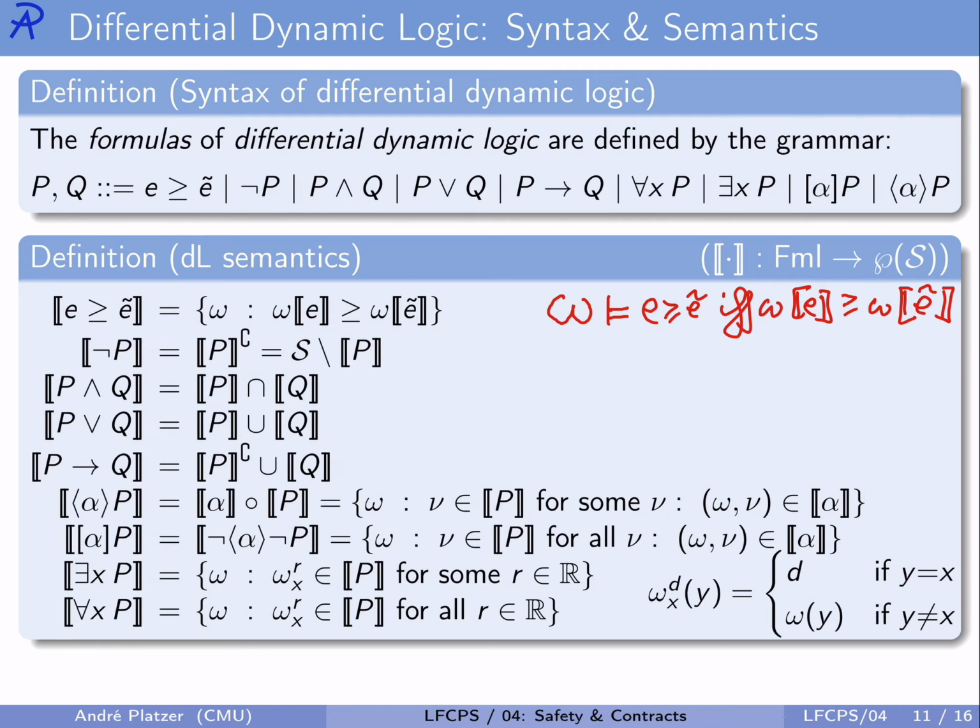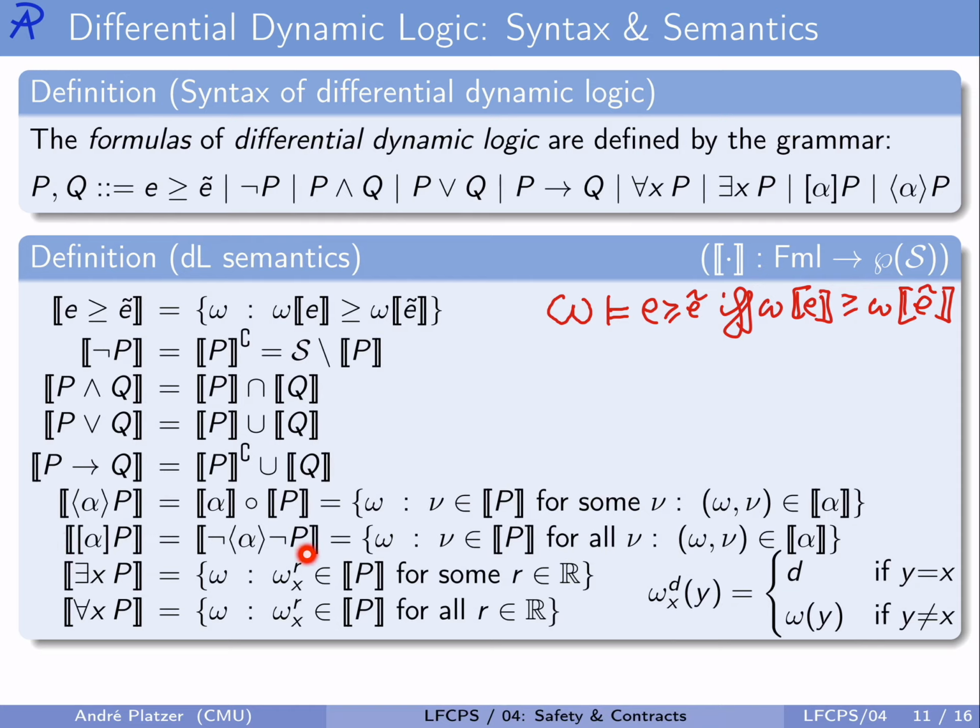The new cases are the modality cases. The meaning of the alpha diamond P modality is that it's true in the set of states that is the relation induced by the hybrid program, a relation composed with the unary relation corresponding to the set of all states where P is true. So follow alpha to a state where P is true, but it's probably easier to define this explicitly as the set of all states omega, such that for some new state nu that you can get to from the old state omega by running the hybrid program alpha, and in one of those states nu the postcondition P is true.